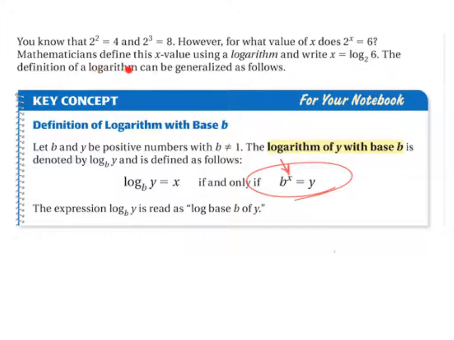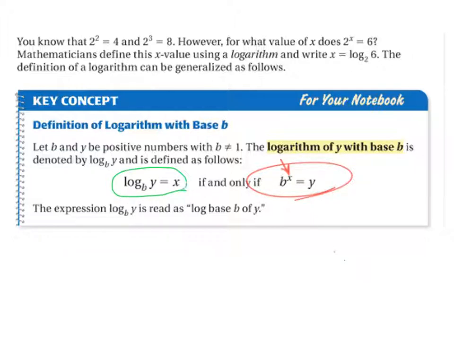The definition of a logarithm can be generalized as follows. So this would be a logarithm with base b. Let b and y be positive numbers with b not equal to 1. The logarithm of y with base b is denoted by log base b of y and is defined as follows. Log base b of y equals x if and only if b to the x equals y. That right there is our clue.